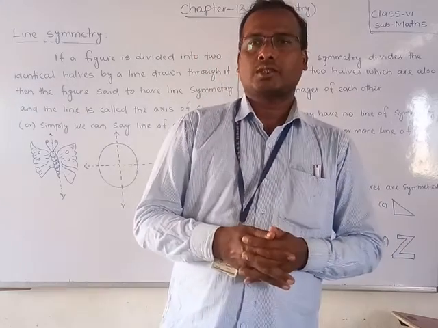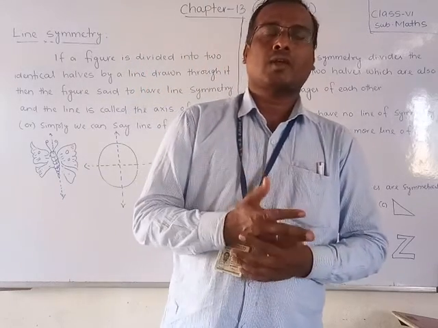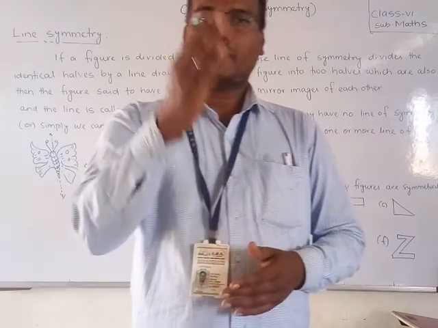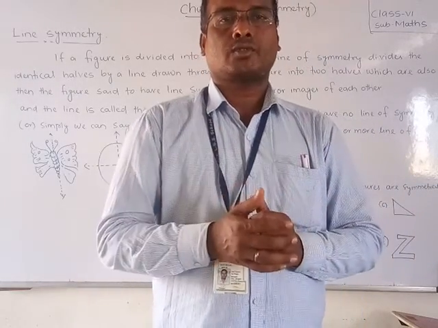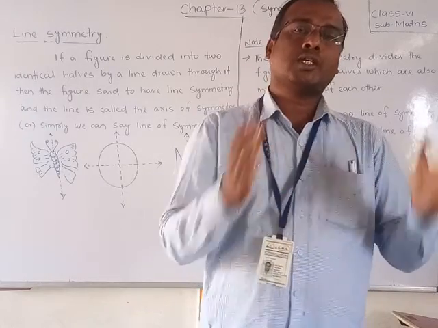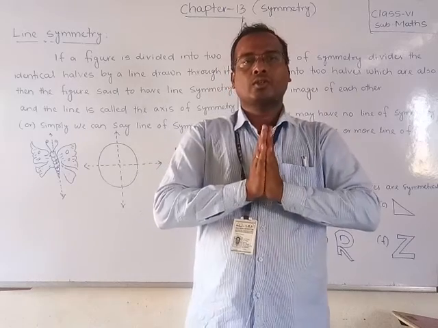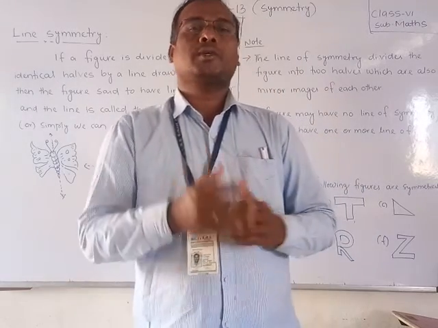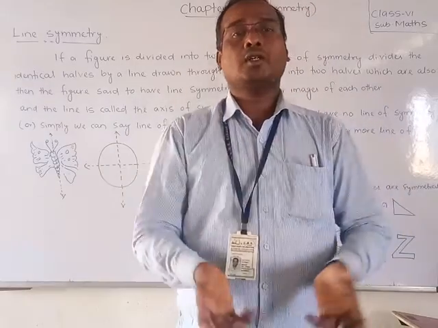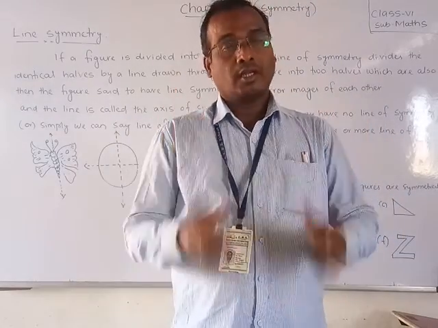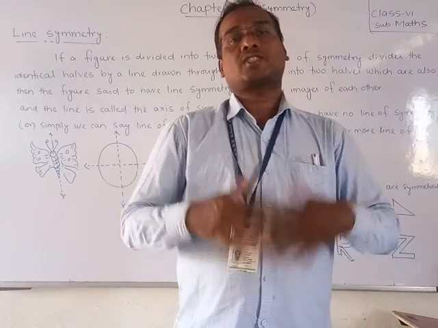Line of symmetry means when you draw one line on a given figure, then it will make it into two halves. If you fold the figure in the middle, the two sides should match. If you draw that one line in the middle and it makes two equal halves, then at that time only we can say this line is the line of symmetry or axis of symmetry.